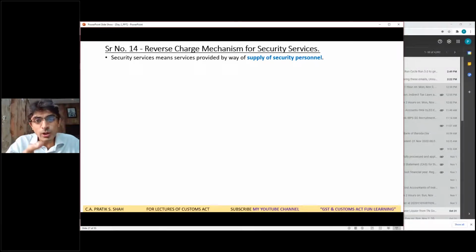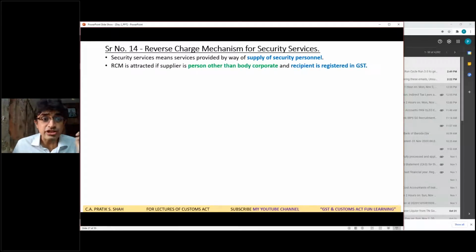What I am supplying to you? Security guards. Please, all of you, kind attention is required because there are three conditions. Condition one, when RCM is attracted, the supplier who is supplying security guards is a person other than body corporate. Body corporate means company, private limited, public limited, listed companies. Suppose I am an individual supplying security guards, then that is applicable.